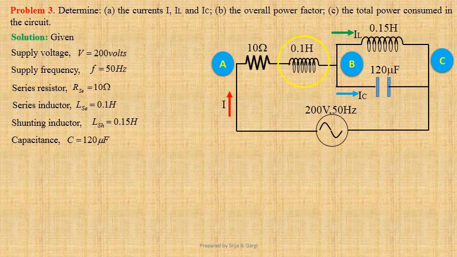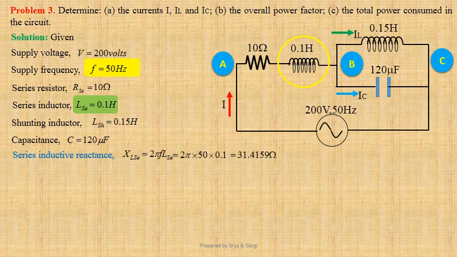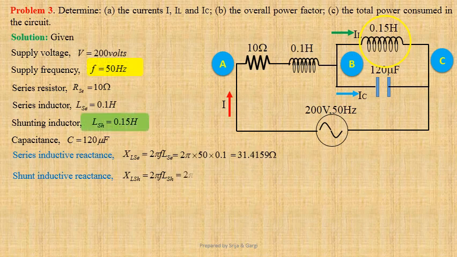Let us first determine series inductive reactance. XLAC equals 2 pi F LAC. Using values we get 2 pi into 50 into 0.1. That gives us 31.4159 ohm. Shunting inductive reactance XLSH equals 2 pi F LSH. Using values we get 2 pi into 50 into 0.15. That gives us 47.1239 ohm.